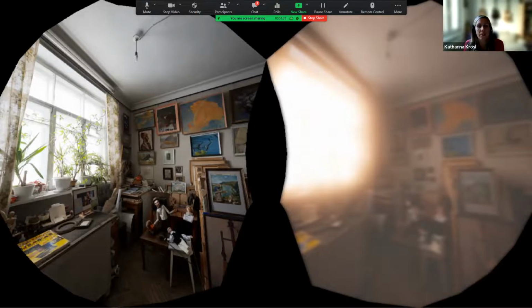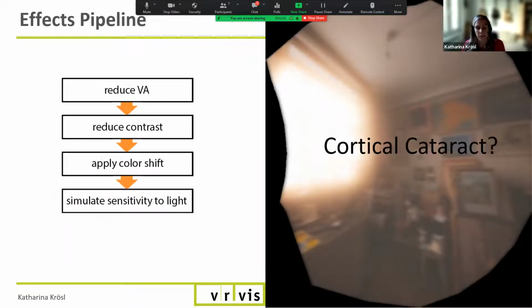Here you can see our simulation when looking at a 360-degree image. So on the left, it's just the original image, and on the right, this is our simulation for nuclear cataracts, which cause a uniform clouding of the lens in the human eye. Cortical cataracts additionally create dark shadows in the periphery of your vision. And to simulate these shadows, we add one stage to our effects pipeline.